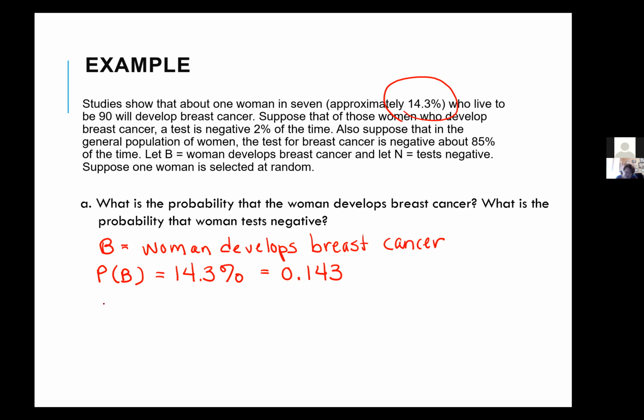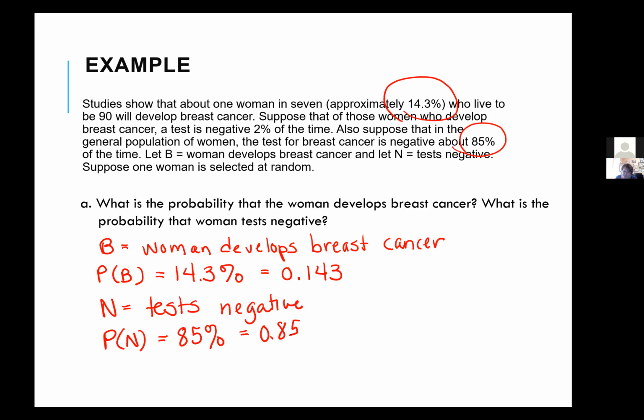Okay, so N is the woman tests negative. And they tell us that the test for breast cancer is negative about 85% of the time. So the probability that a woman tests negative is the 85%, which we write as a decimal, 0.85. Okay, so that's the information the problem has given us.